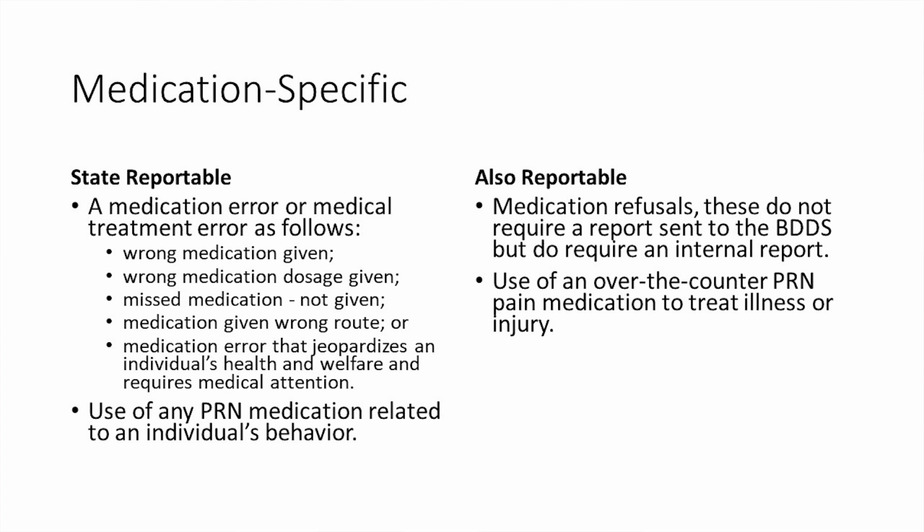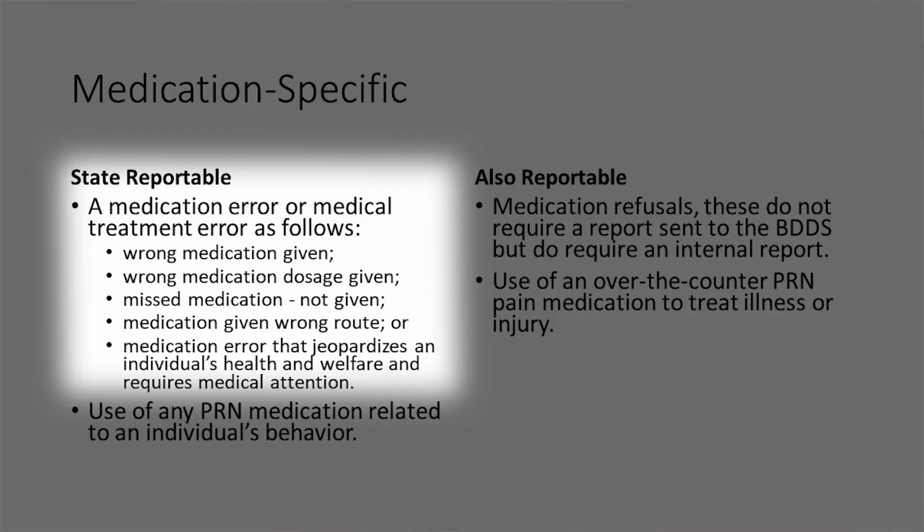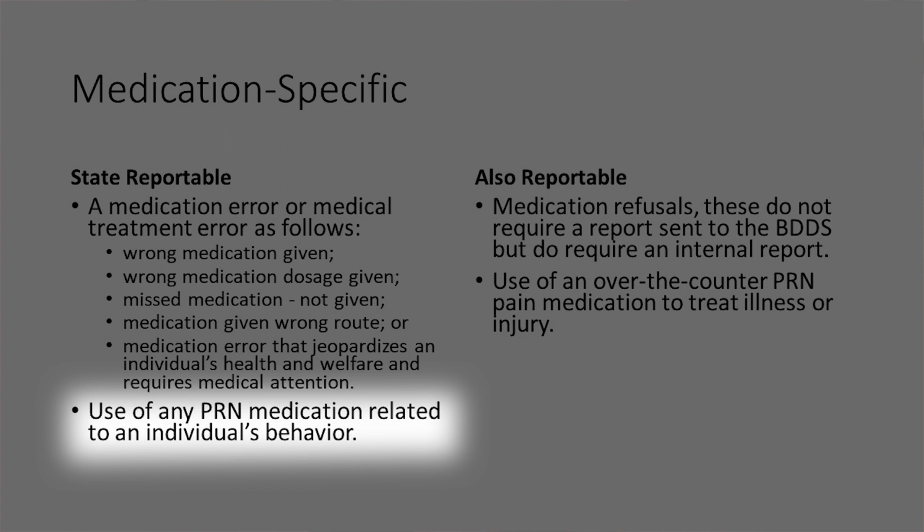The first is that when there is a medication error that occurs, and a medication error is when the wrong medication is given, the wrong dose is given, there was a missed medication, so it wasn't given at all, the medication was given the wrong route, or the medication error is jeopardizing the health and welfare of the person that you support. You must also report any use of PRN or as needed medication for behavioral purposes. That needs to be reported so that the state can see how often these behavioral medications are being used.